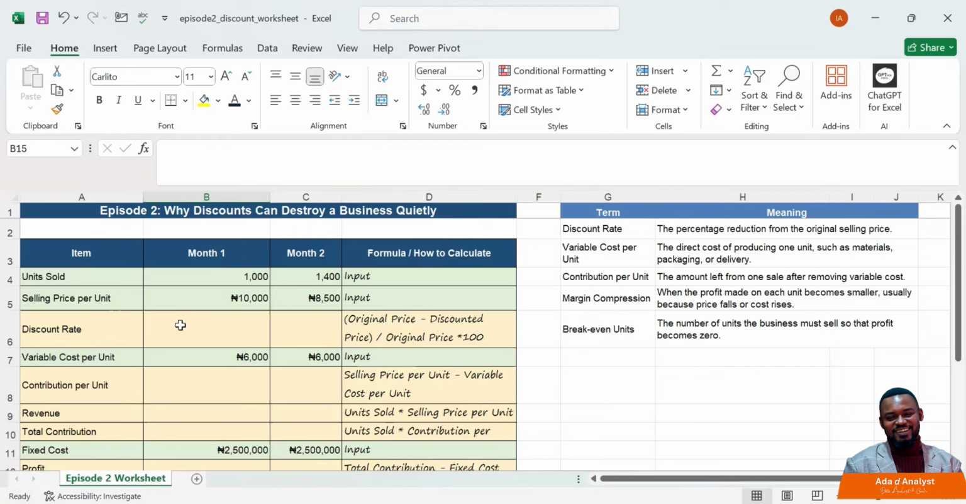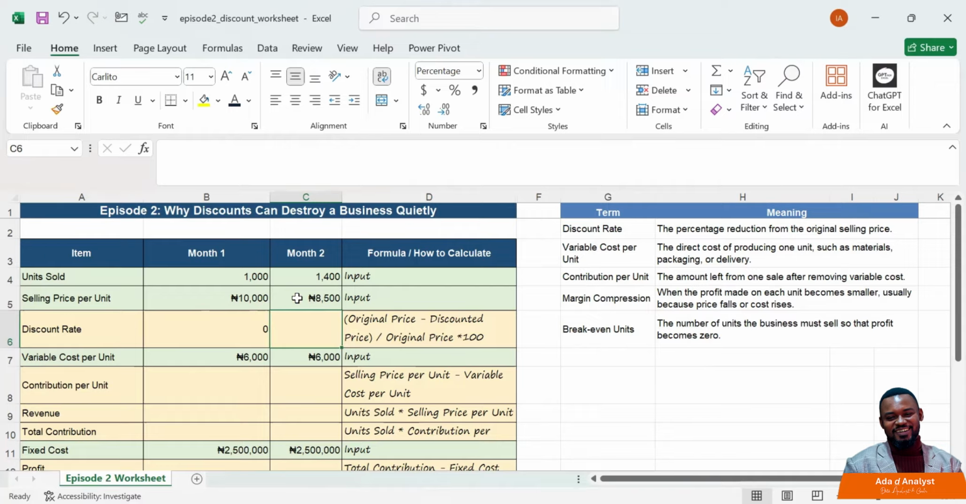The first will be to determine the discount rate applied. Johnson and Sons yogurt production company gave a discount in month 2, and their strategy was to give a certain percentage discount so that they will increase sales. As we see here, in month 1, where 0% discount was applied, the sales for that month were 1,000, and they sold each unit for 10,000 naira.